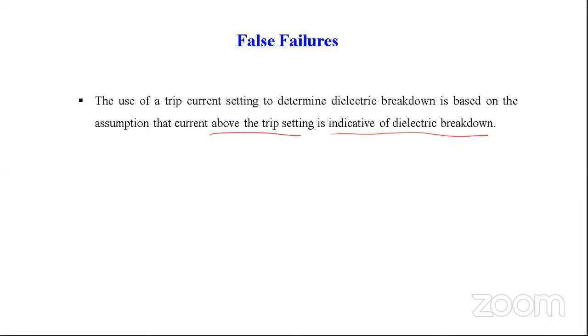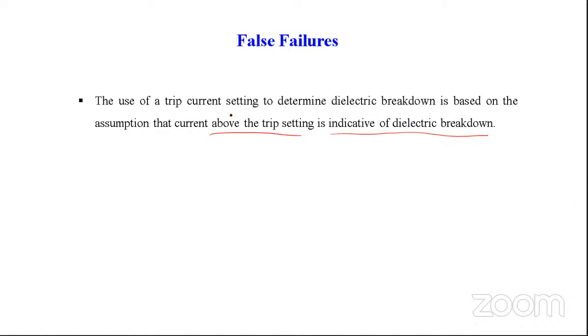Insulating material. If it is operated at a higher elevated voltage, then the current flowing through the insulating material also increases. But this is not a breakdown of the insulator. This is the normal case. So that is the thing.